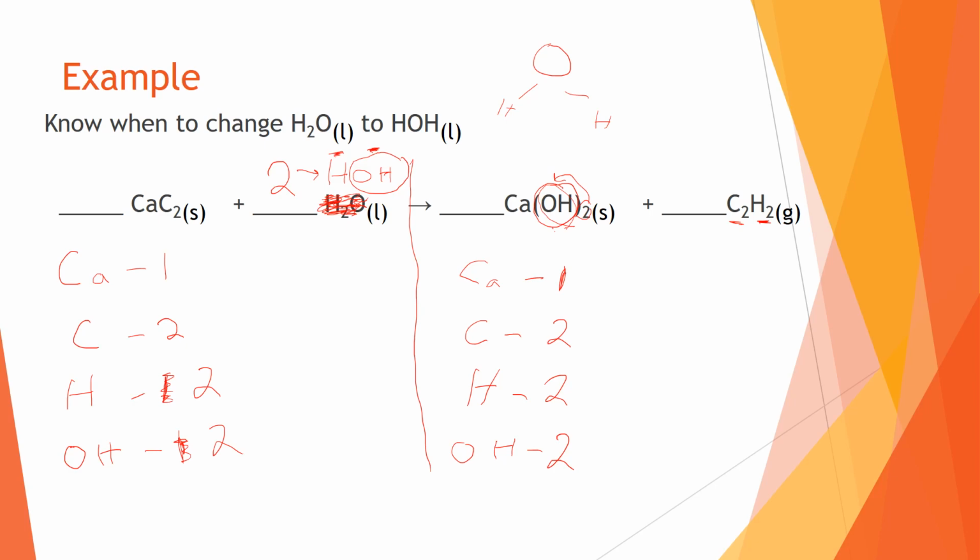Now I split my water into H's and OH's. So this 2 tells me that I have 2 hydrogens. Perfect. And over here, this subscript tells me that I have 2 hydrogens. Perfect. OH's, this 2 applies to the OH's. And no, I don't need brackets around there because there's only 1 OH in the water molecule. When I put the 2 here, though, now there's 2 OH's overall. And this 2 right here tells me that I have 2 OH's. Perfect. So this is now balanced.